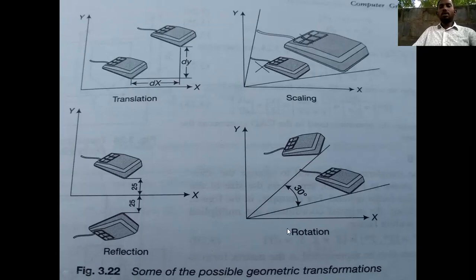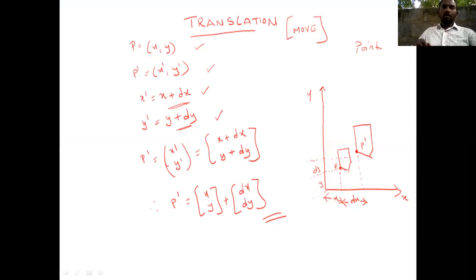So see here, rotation is nothing but we are rotating through some degrees. So it is the 30 degrees one. Again, this 30 degrees object we are rotating like this. This one we can call rotation. So see here, first one is translation. Translation is nothing but moving.